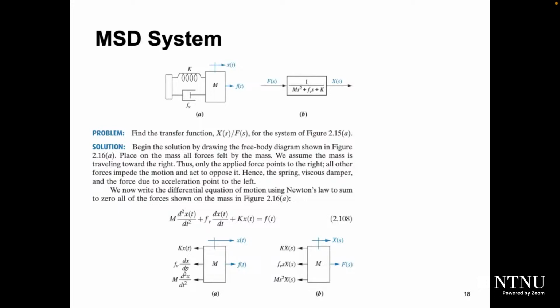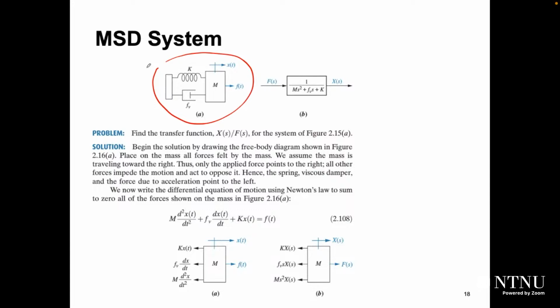So first we need to find the transfer function X(s) divided by F(s) for the system. We can start with a simple system, in fact, which we did in chapter 2. So we can start with this system for simplicity. And we need to draw the free body diagram and try to find the forces acting on the system.